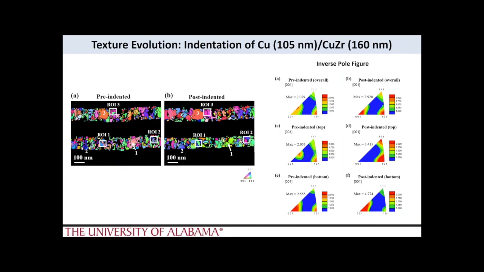And if you notice here, grain number 1 seems to have a texture that's close to 113. It's got this pinkish color. But after indenting, the same region, the same grain, has now changed its texture to 101. And what it's done is it's experienced an approximately 17-degree clockwise rotation.